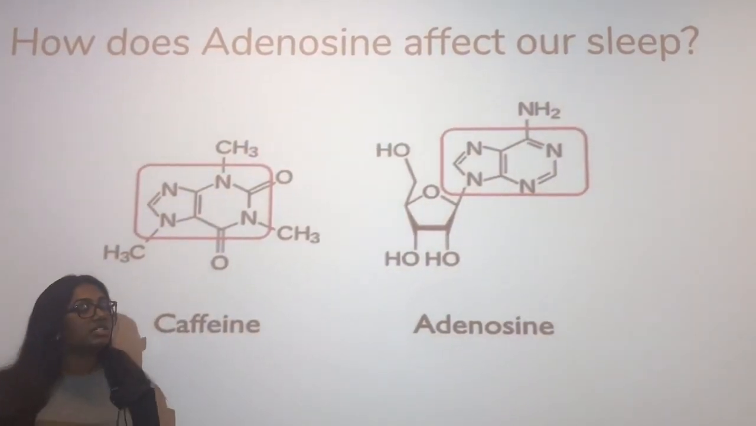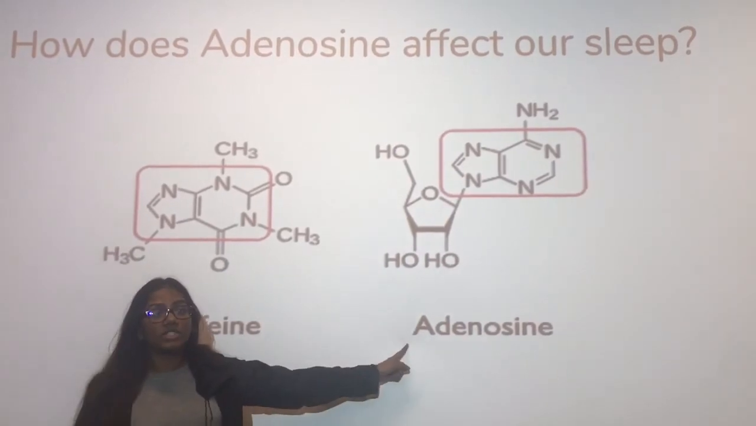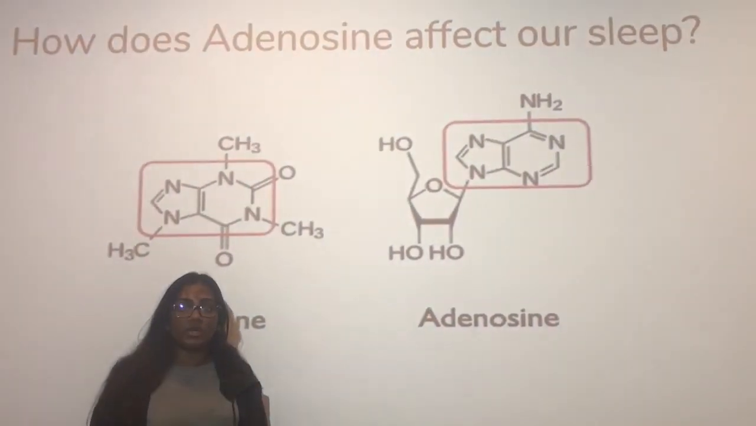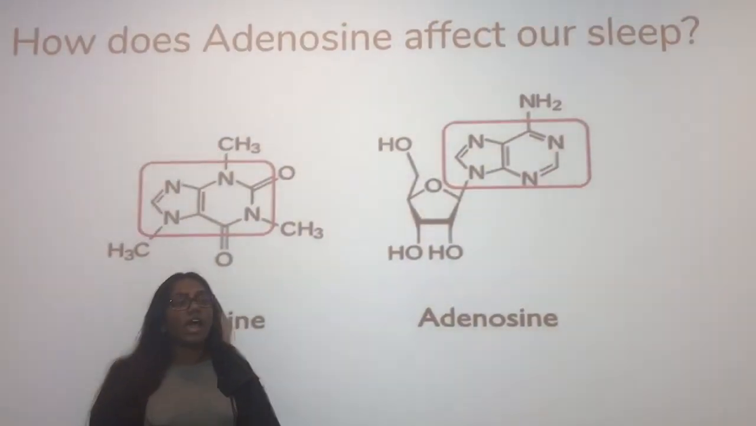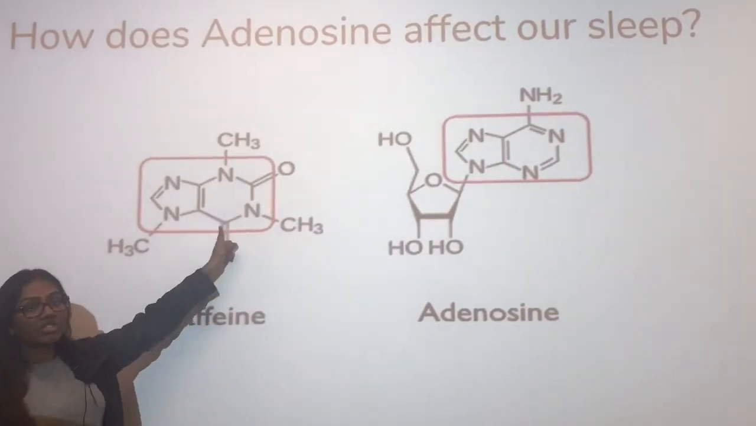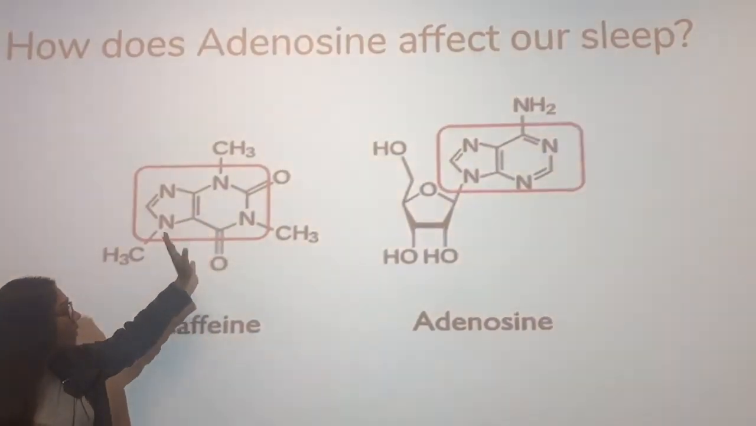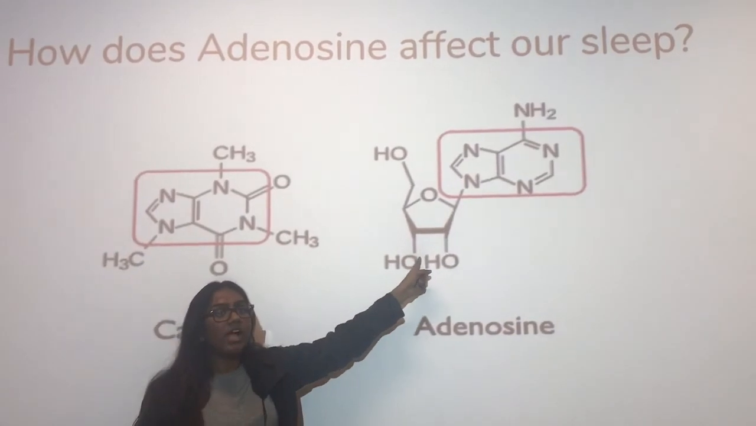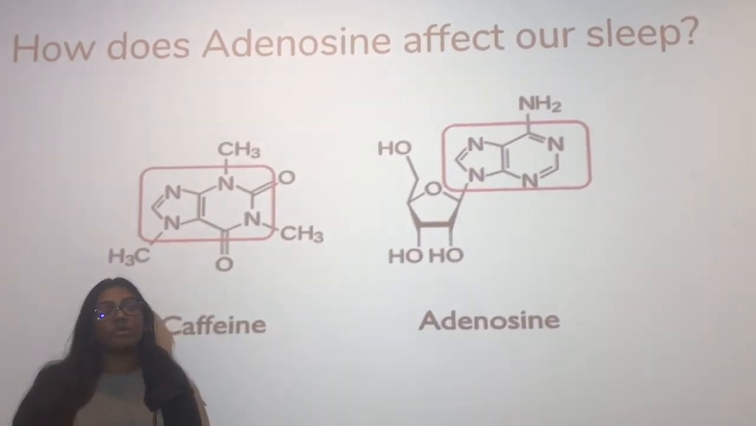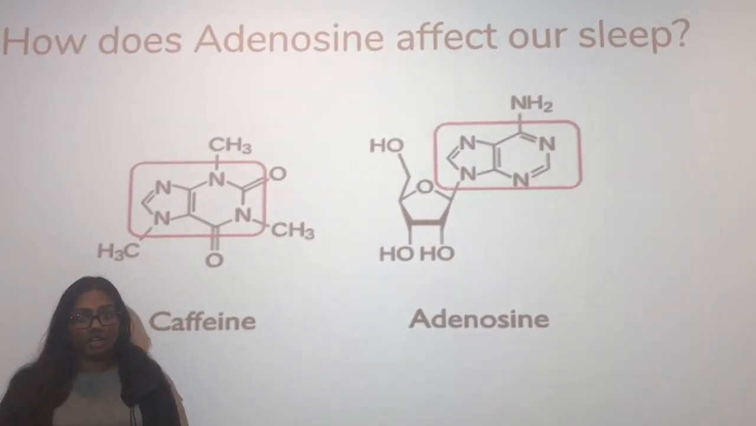Due to the similarity in structures between caffeine and adenosine, caffeine replaces adenosine in the brain receptors. For example, the heterocyclic aromatic amines are found in both caffeine and in adenosine. This is why caffeine keeps you awake and prevents the production of adenosine in the body.